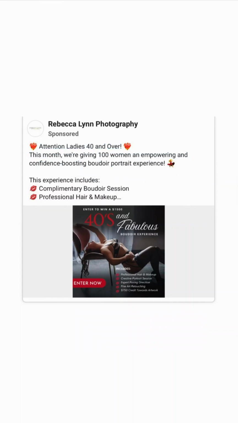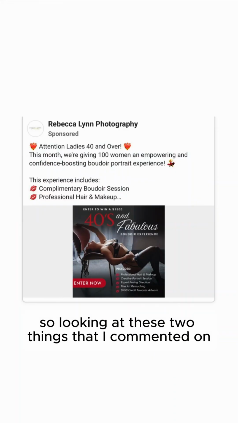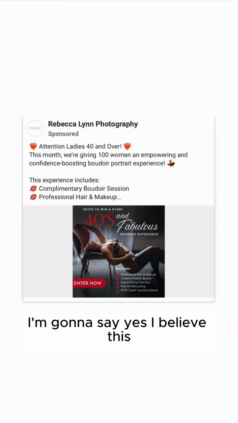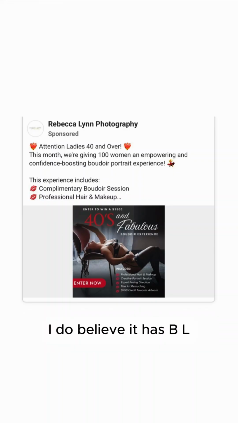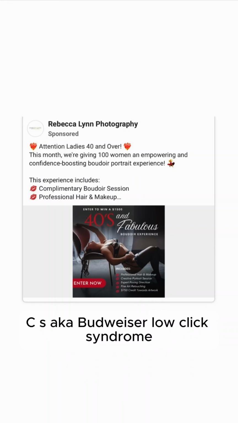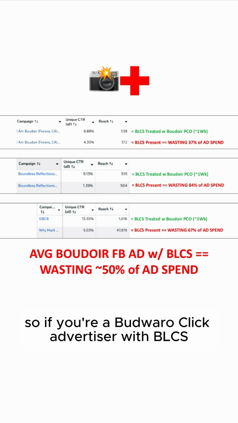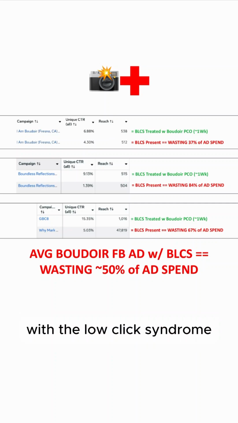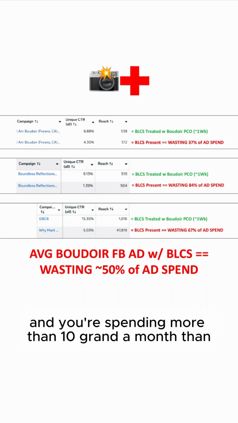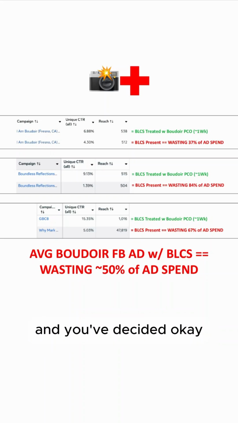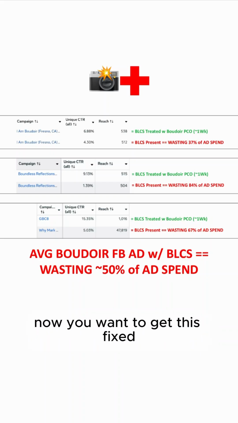All right, so looking at these two things that I commented on, I'm going to say, yes, I believe this boudoir Facebook ad has a unique CTR all under 6%. Therefore, yes, I do believe it has BLCS, aka boudoir low click syndrome. So if you're a boudoir low click advertiser with BLCS, your unique CTR is under 6%, and you're spending more than 10 grand a month on boudoir Facebook ads, and you've decided, okay, now you want to get this fixed.